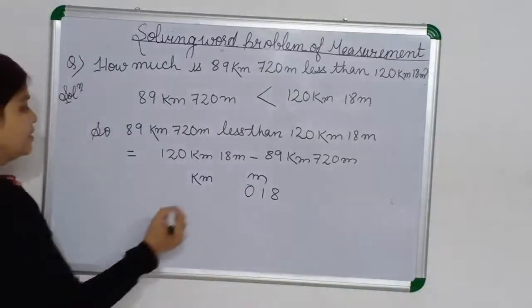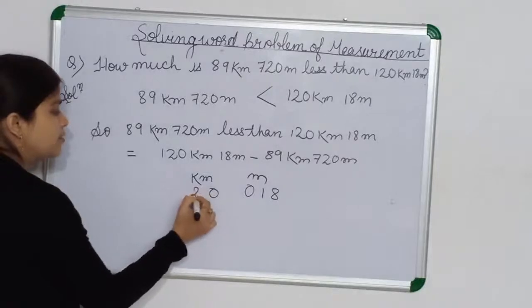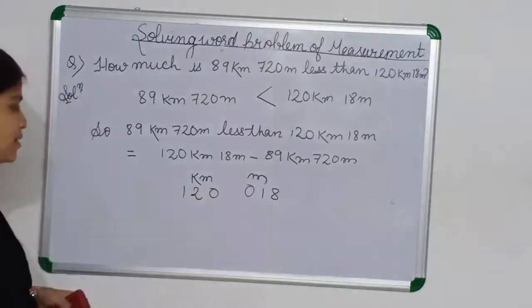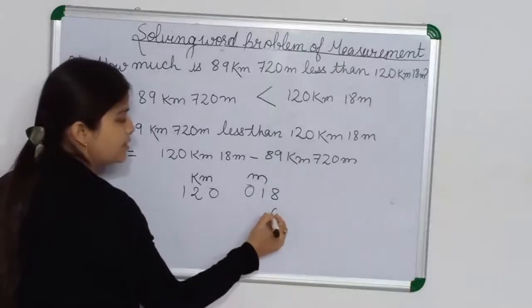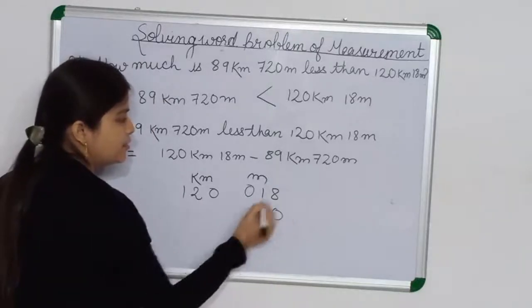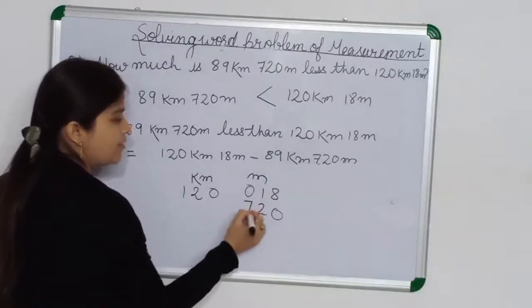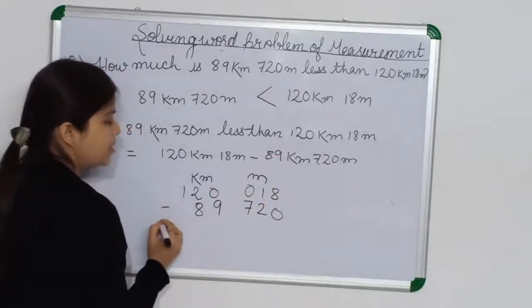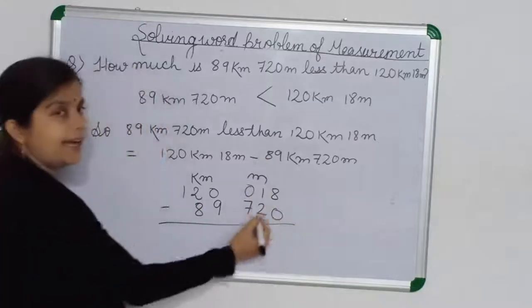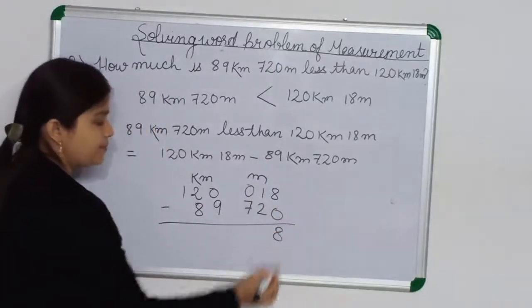Okay? Then 0, 2, 1. This is the kilometer. Now we will write this number below it: 0, 2, 7, 9, 8. Then you subtract it. Okay? 8 minus 0 is equal to 8.